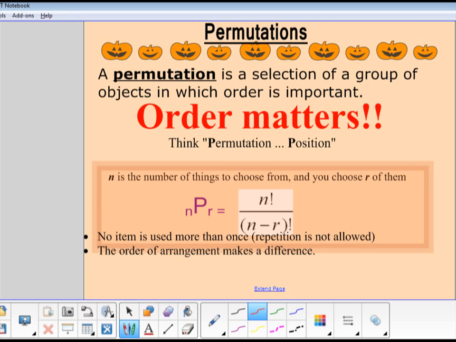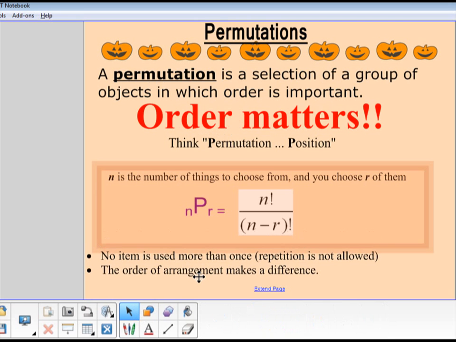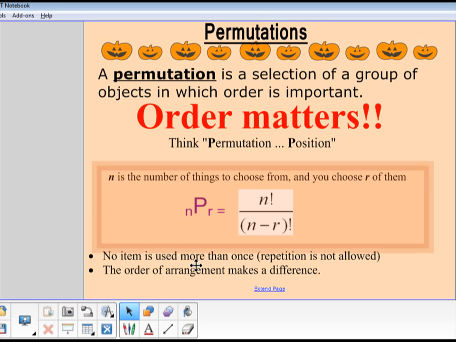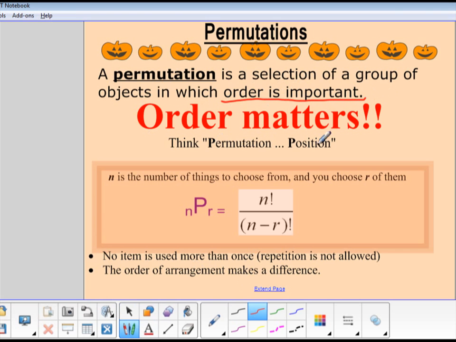Wow, that's a lot of information. All right, let's try to break this down. So permutations are situations in which order is important. Order matters. So the order that things are in matters. So for example, if you're finishing a race and there's a bunch of people in the race, and if I'm first and you're second, that's a different result than if you're first and I'm second. So the order is important.